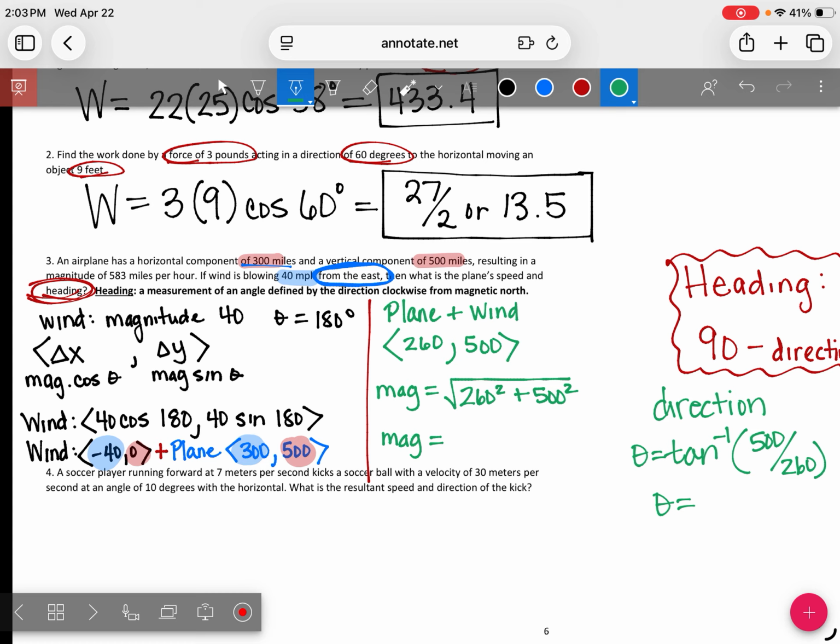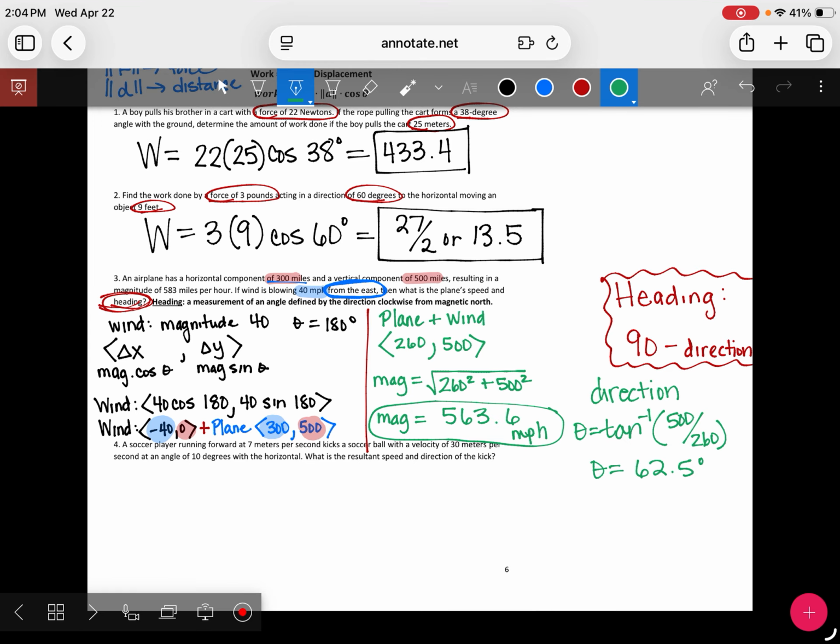So the speed of the plane is 583, but because it's flying against the wind, the plane's new speed is about 563. Magnitude and speed are the same thing. 563.56 or 0.6 miles per hour. That's my magnitude. The direction is 62.5.